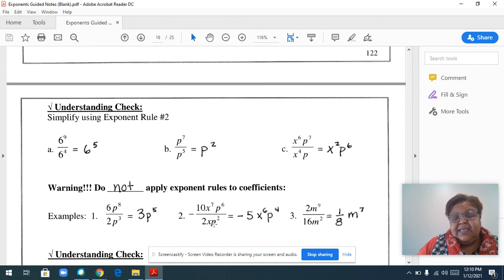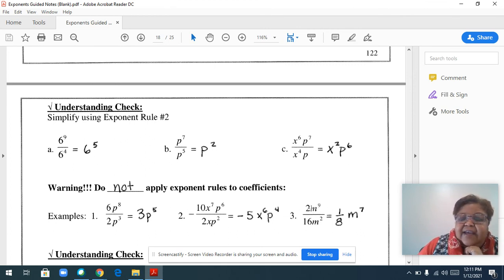And keep your bases together. So I wouldn't do 7 plus 6 and say xp to the 13. X and P are different variables, so we don't combine them. They're not like terms. They're not same bases either.